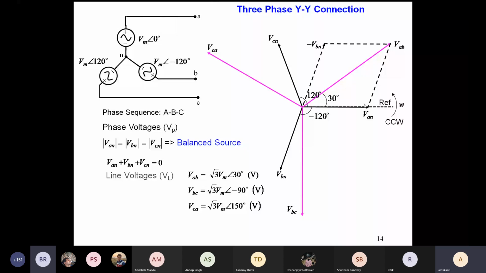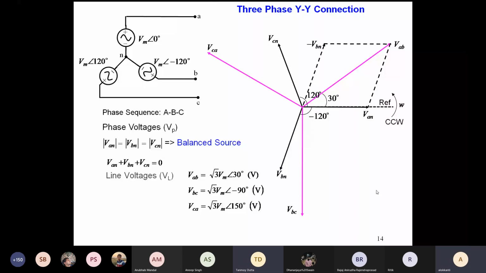Sir, but in the question it is given whether it is ABC or ACB. Yeah, that will be given, or it may not be given. Even if it is not given, this root 3 times relation holds. Yes sir, but we cannot tell the phase, whether it is plus or minus. The phase will change if the phase sequence changes. So if the sequence changes, only the phase angles of the line voltages change. The magnitude still remains root 3 times only.